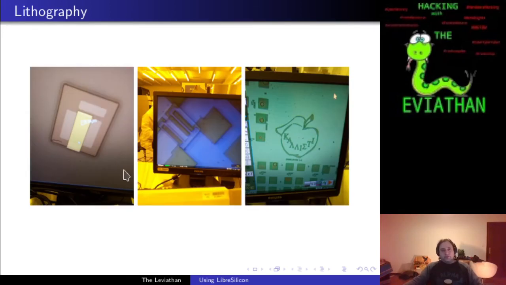The result you can see here, that's transistors we did for the Libresilicon project. Those are special transistor test structures to characterize our process. And on the very right you see those little specks on the wafer, that's dust.